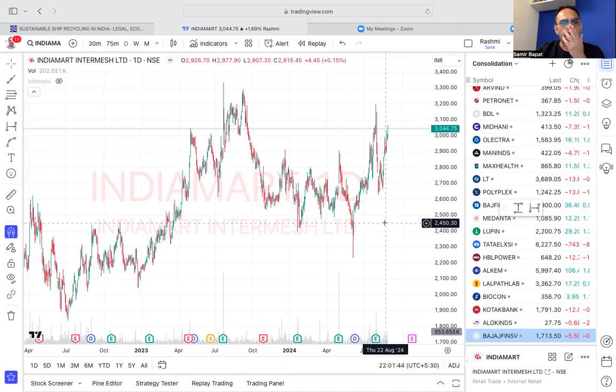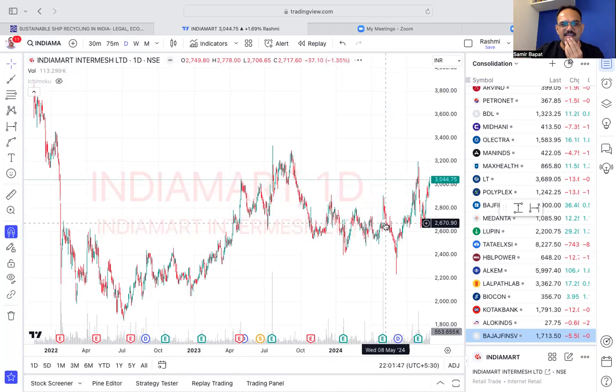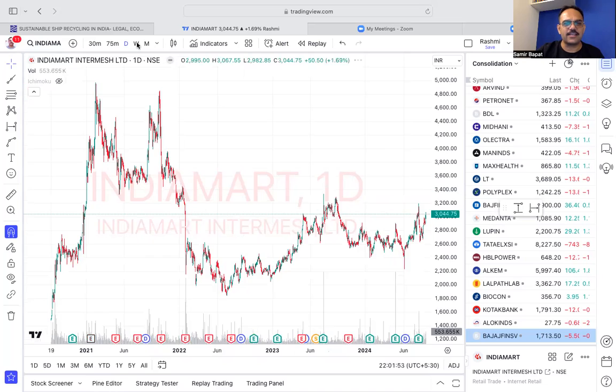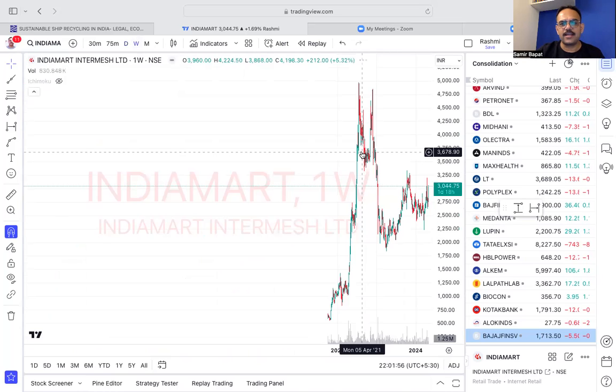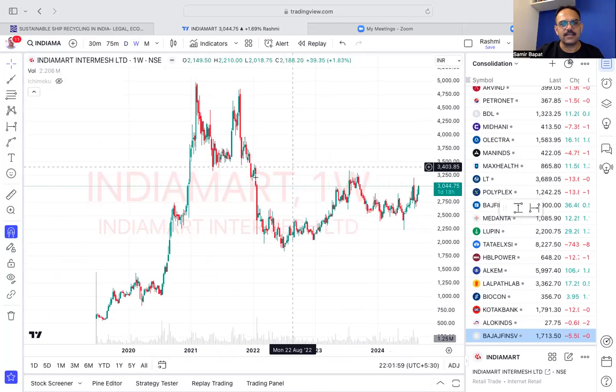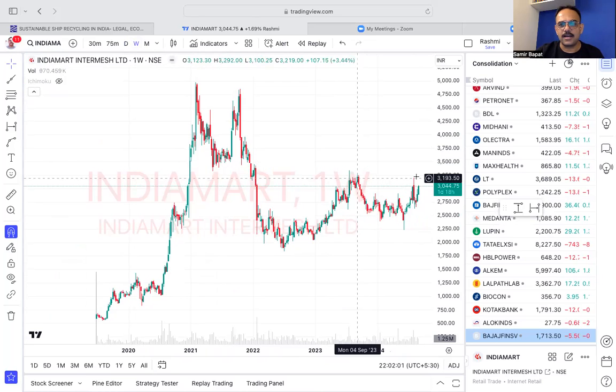Is there a cup and handle in the India market? Mm, we would have to fit that. Cup and handle on a weekly chart, we can say. If we take maybe weekly chart, yes, we can take it that way. This is cup and handle sort of thing.